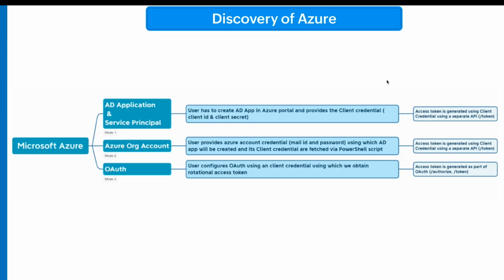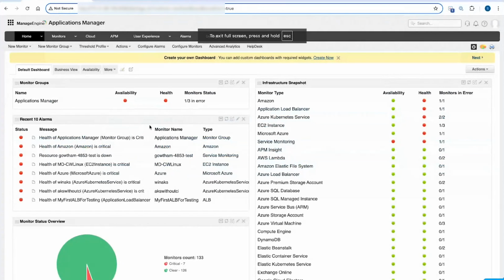And in case you are using a secure environment, we support OAuth. So with the help of OAuth, you can fetch the information from Azure infrastructure, which will also be based on a rotational token access. So let me switch to the UI to show you how this is done.